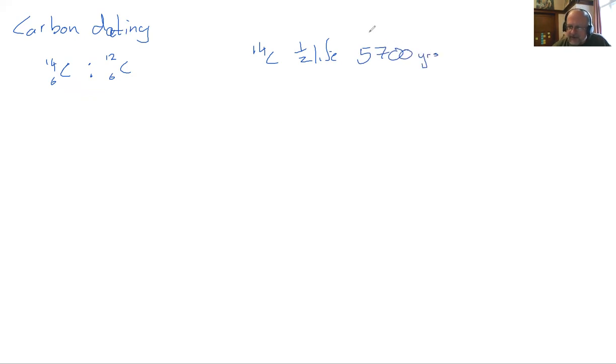The amount of production is the same. So when a plant is alive, if you have a tree and it's getting in fresh carbon all of the time, there's a ratio of C12 to C14 of 1 to 1.3 times 10 to the negative 12. So there's a tiny amount of carbon-14, but remember carbon-14 is radioactive, so we can pick it up with a Geiger counter.